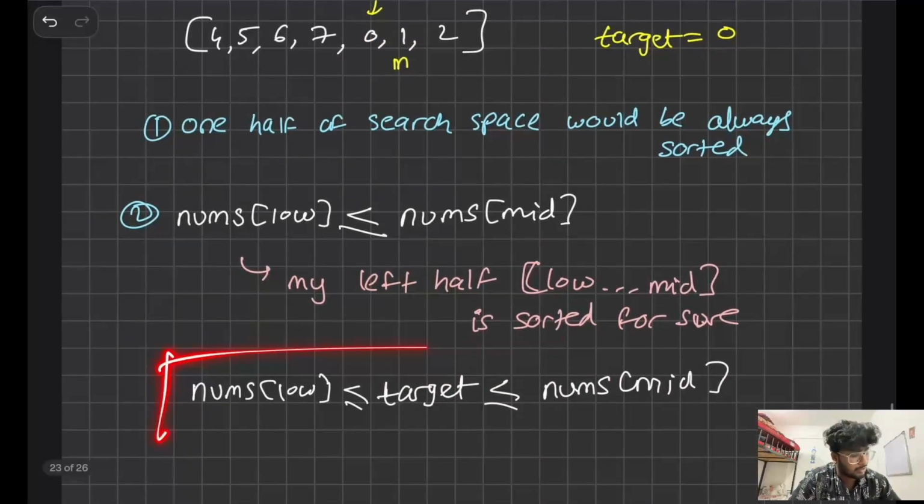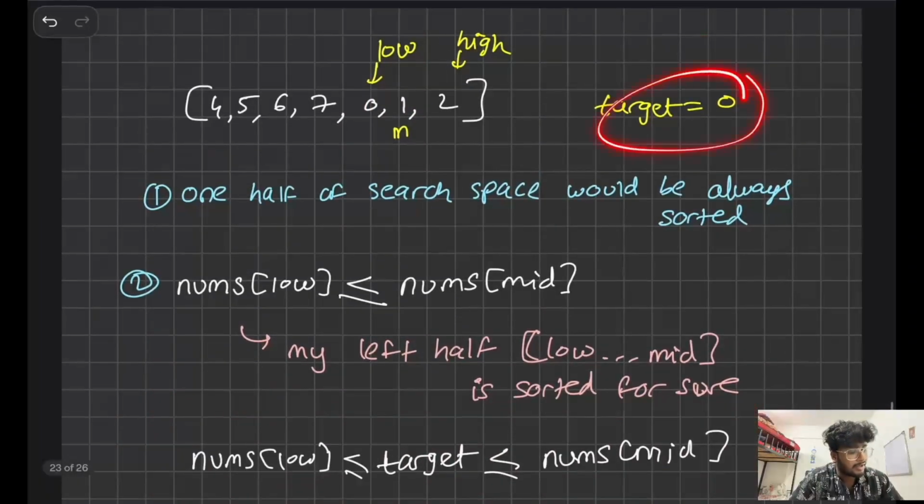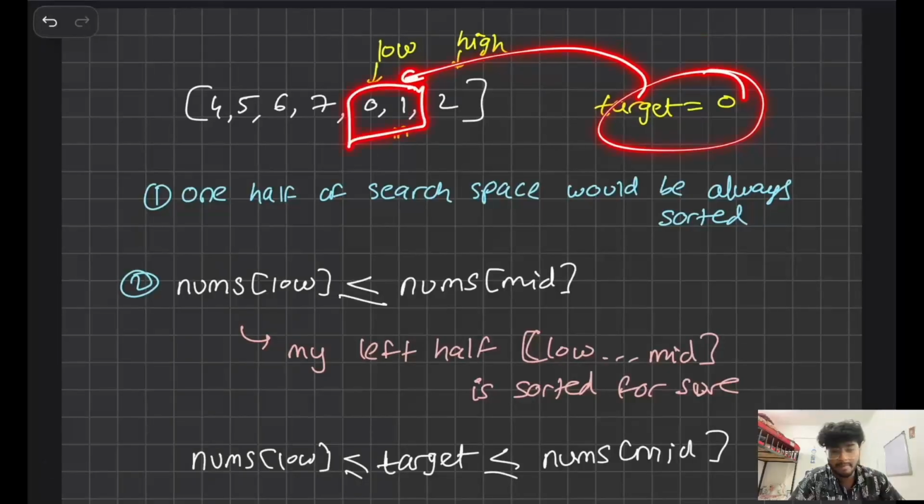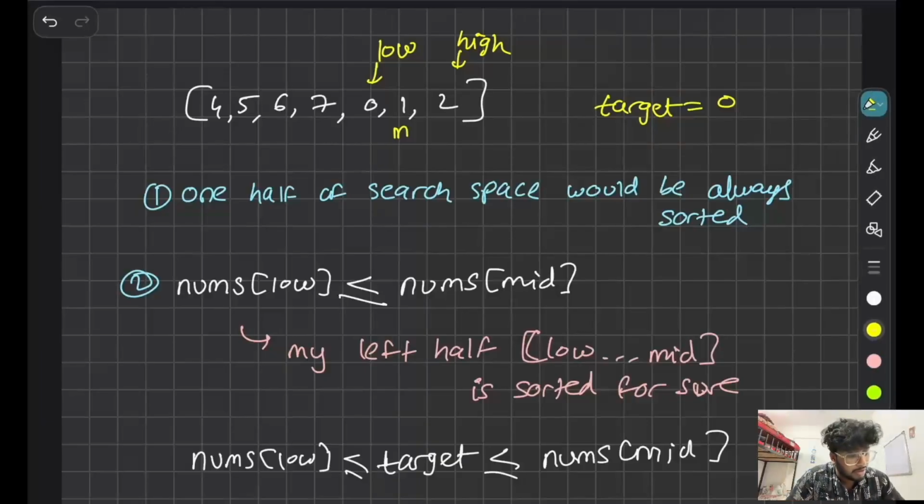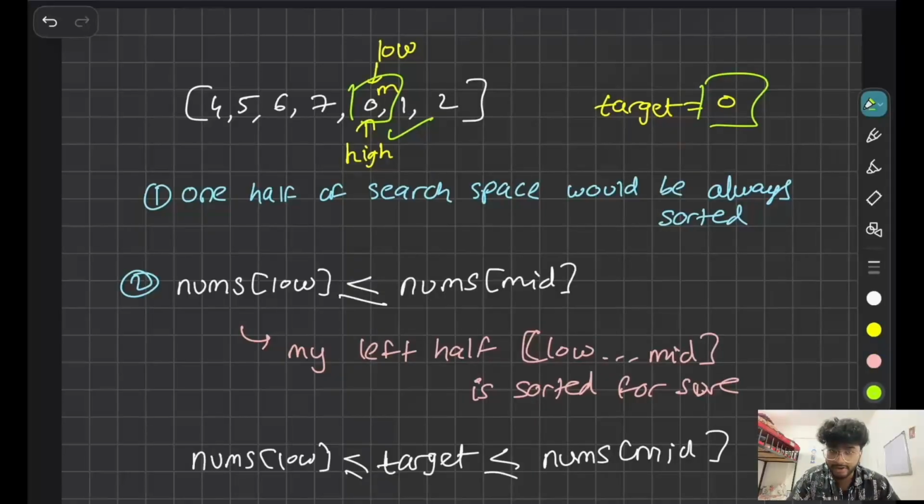I'll use this condition, right? By checking this condition, I can see that 0 lies in my left sorted half. So now I will trim down my right search space. I'll move my high pointer to mid minus 1. I'll search in the left search space itself. So I'll move my high to be mid minus 1, which would be here. So this is my low, this is my high, and this would be my mid as well. Now I'll check, is my mid equal to target? Yes, mid is equal to target, so we would just return.